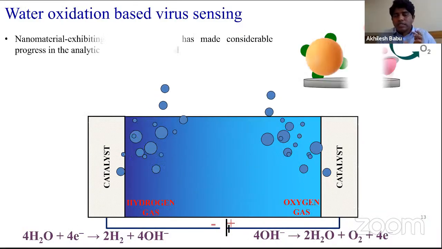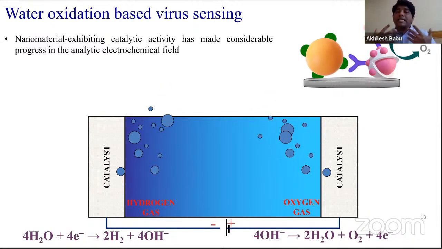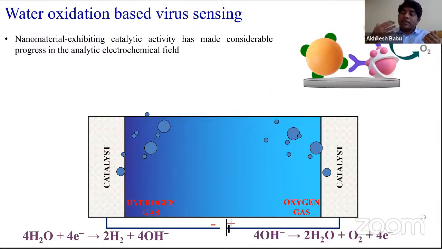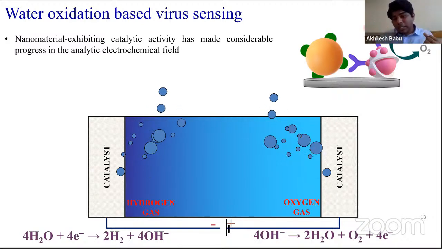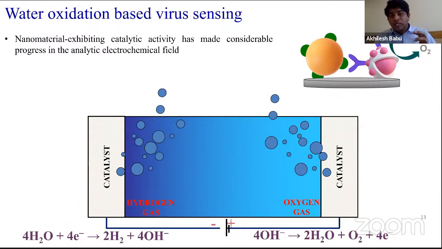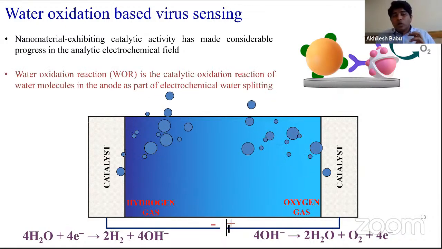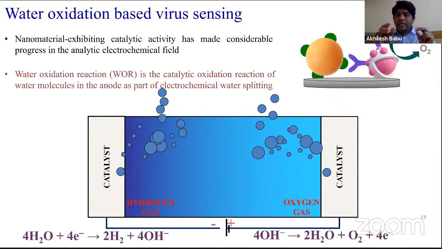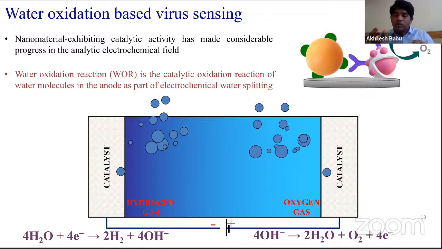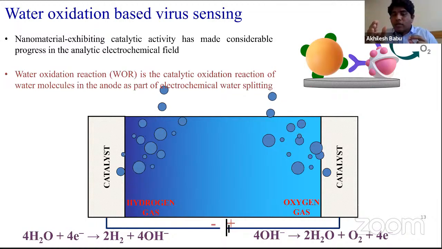In water oxidation, several nanomaterials are known to have some catalytic activity, and they have made considerable progress in the analytical electrochemical field. Not for detecting virus, but in several other fields, people have been using catalytically active nanomaterials. Now, getting into the water oxidation research, it is actually a catalytic oxidation of water molecules in the anode of the electrochemical cell, as part of the electrochemical water splitting.